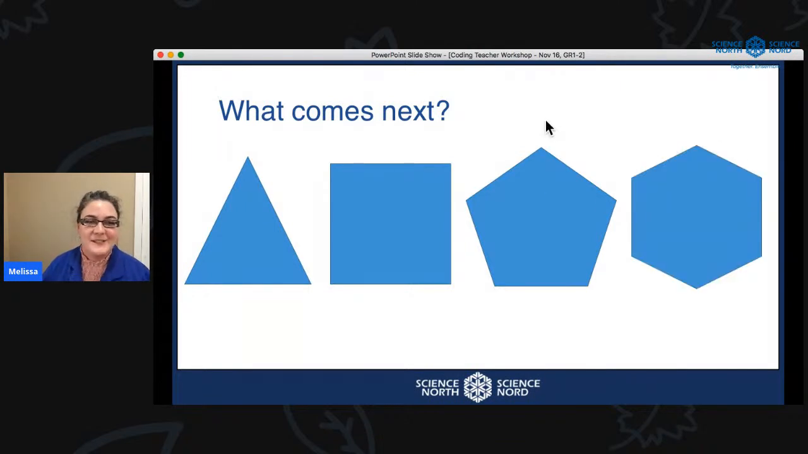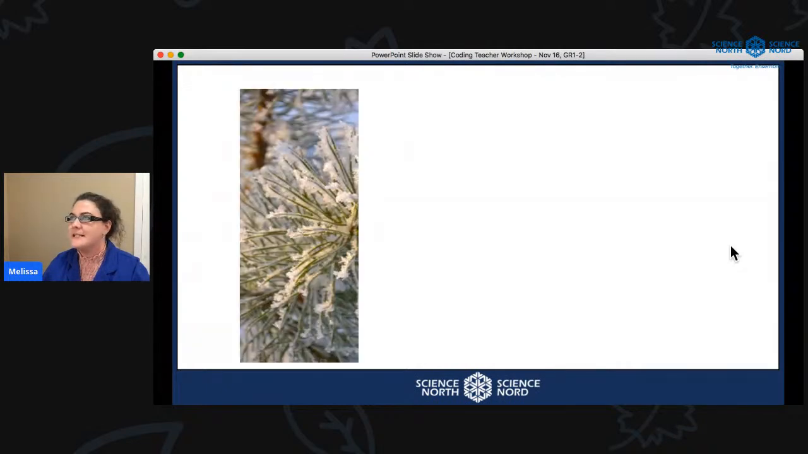So the shapes again. So we had the 3 sides, the 4 sides, the 5, and then the 6. So that was a little bit trickier. So I want to shift a little bit to sort of illustrate a different kind of pattern. I'm going to show some images, and these 4 elements kind of make up a cycle and a repeating pattern that we see in our day-to-day lives.